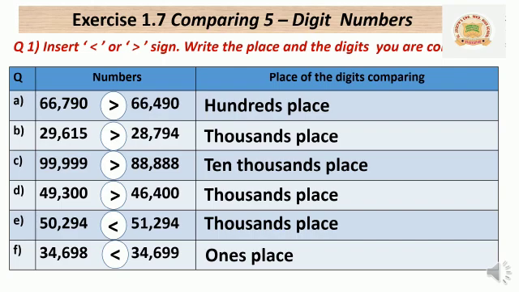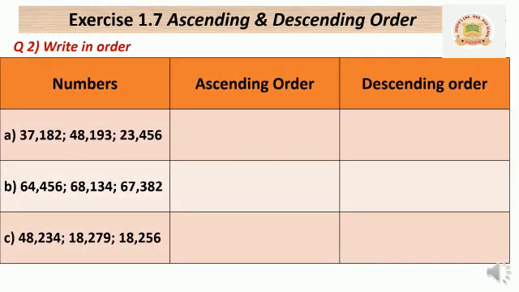This is the method to do exercise 1.7's question number 1. Let us see the same exercise question number 2. That is, arrange or write in order. This means arrange the numbers in ascending and descending order. Write in order's other form is write the numbers in ascending order or descending order.